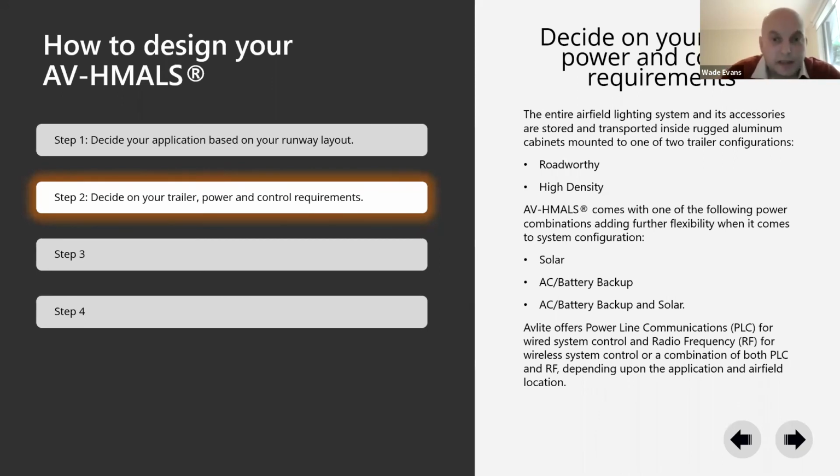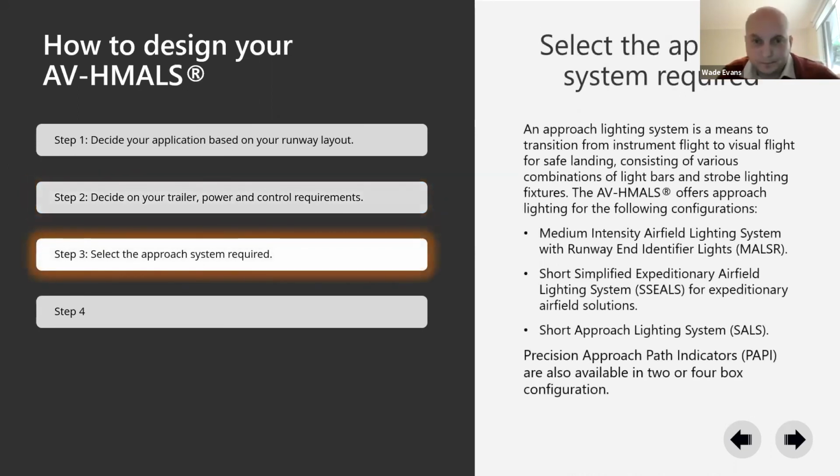After you decide on those three key components, you then move on to define your approach system for the HMALS product. As I mentioned previously, we've really got three core configurations within the AV-HMALS line, which is the Mauser, the SEALS, or the SALS. So once you've defined which of those configurations you need to utilize, or which combination of those configurations you need to utilize to meet your application space, you'll then know exactly which products need to comprise that. On top of the individual approach lighting systems, you can always select your PAPI as well, and that's available in 2 or 4 box configurations, which round out the approach lighting requirements.